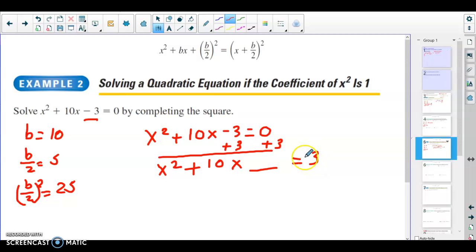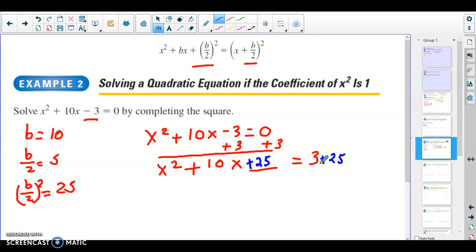All right, so now I'm going to go back up here and look at my conversion. If I have b over 2 squared there, then I can replace this other side over here with b over 2 squared. So let's see what happens now. I'm going to come down here, and what goes in here? B over 2 squared. And what is that? 25. But I just can't randomly throw a 25 in on one side of the equation. I have to add 25 to this side of the equation.